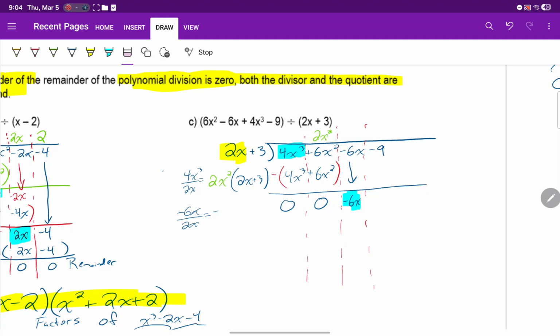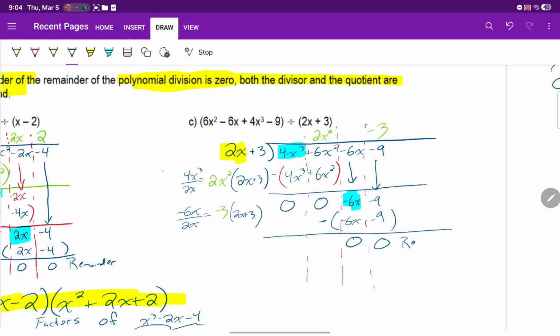Negative 3. I put that negative 3 up here. As soon as I write it up there, I take that negative 3 and multiply it by 2x plus 3. Negative 3 times 2x is negative 6x, and negative 3 times 3 is negative 9. We do my subtraction. We get 0 here, put brackets, we get 0 there. Bring my negative 9 down. Negative 9 minus negative 9 is 0 again.